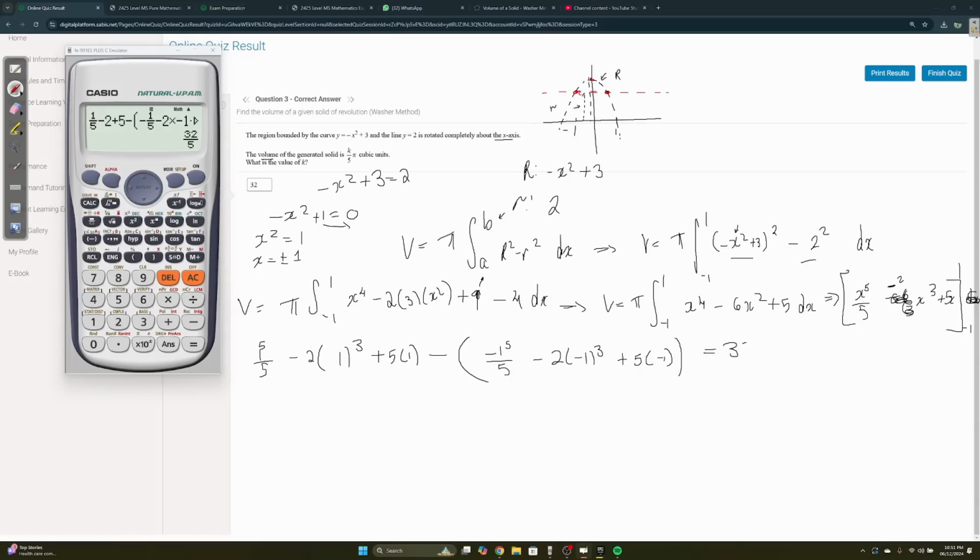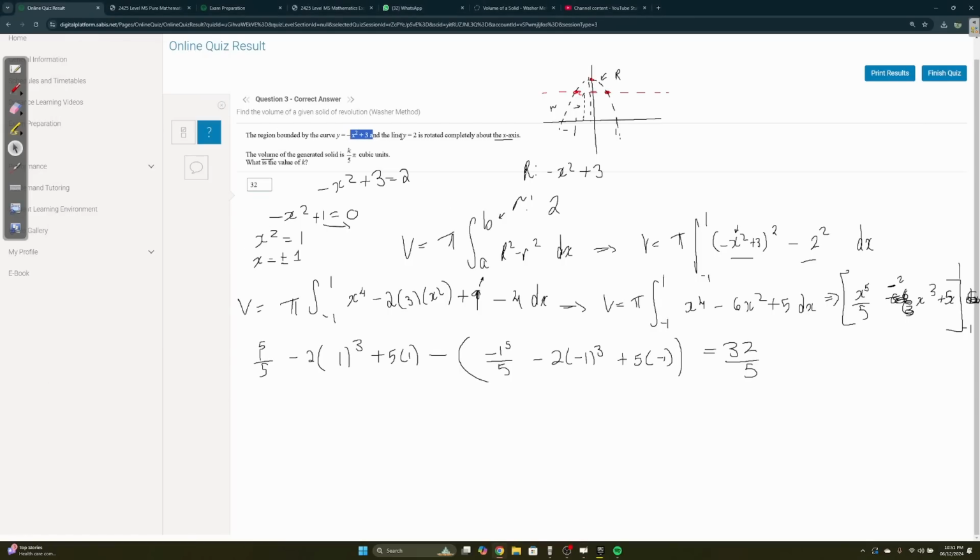Sorry. So, to summarize, how do you solve a washer method question? How do you know you're solving a washer method question? You know you're solving a washer method question when you see two curves.